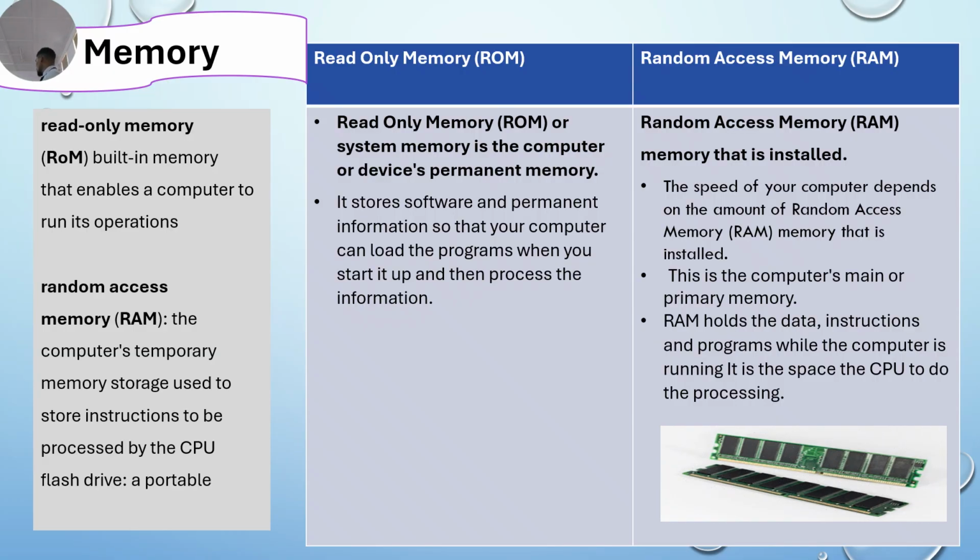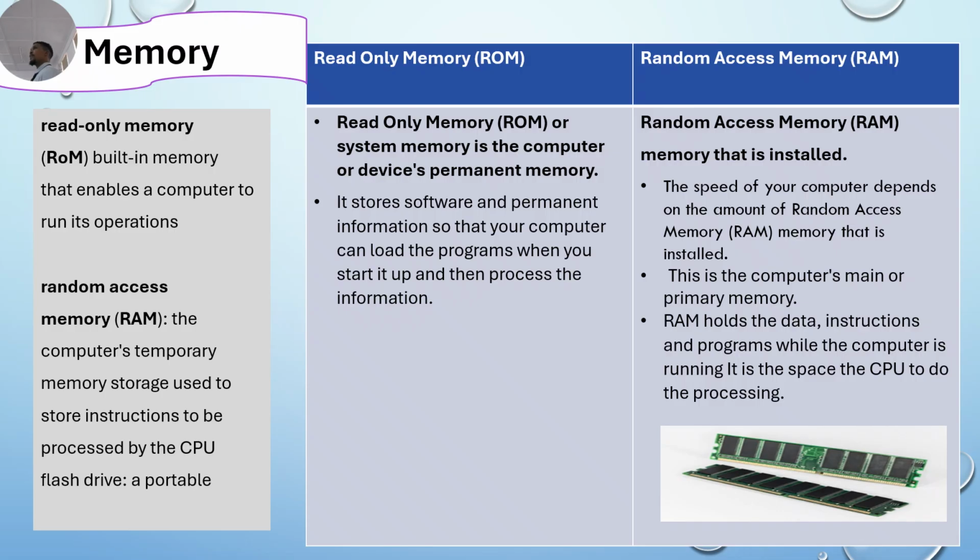Memory, as we spoke on earlier. So you get storage, which is memory. There are two types of memory, which usually comes in the exam. Yeah, just follow in your book as well. Read-only memory, which is built-in memory that enables a computer to run its operations. Random access memory, which is your RAM. The computer temporarily stores memory, which is used for instructions to be processed by the CPU.